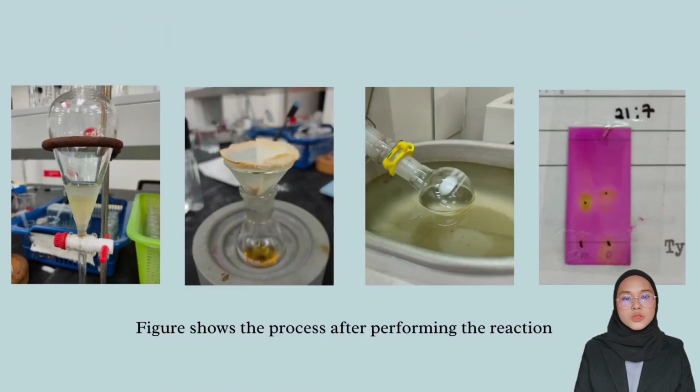The figures show the process after performing the reaction. First, after the reaction, the mixture was extracted with sodium hydrogen carbonate followed by brine. Then, the mixture was dried over magnesium sulfate. Next, the mixture was evaporated under reduced pressure to give crude product. And the last figure is an example of thin layer chromatography that was done after column chromatography.